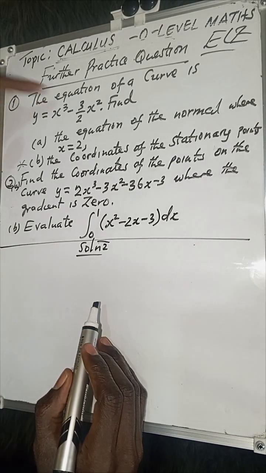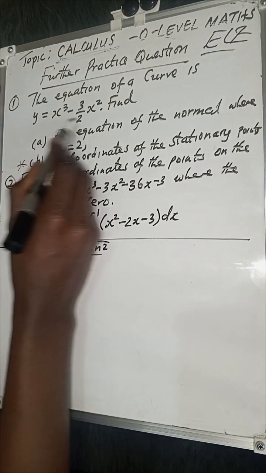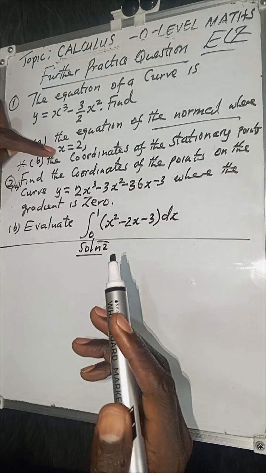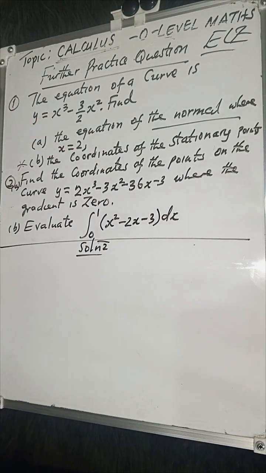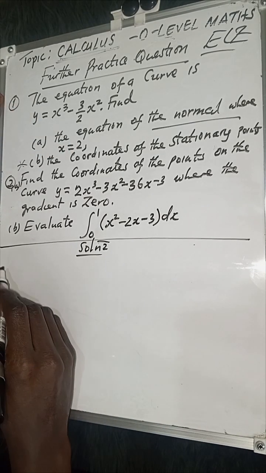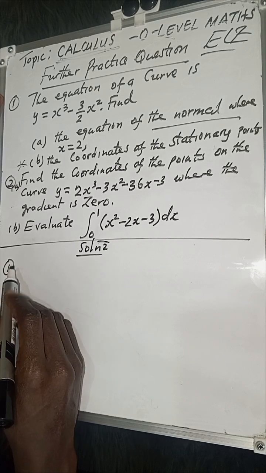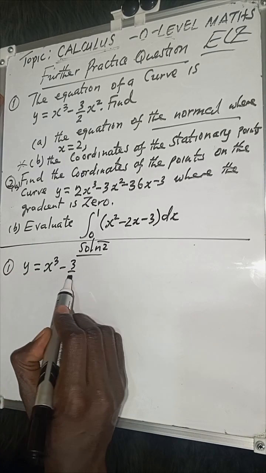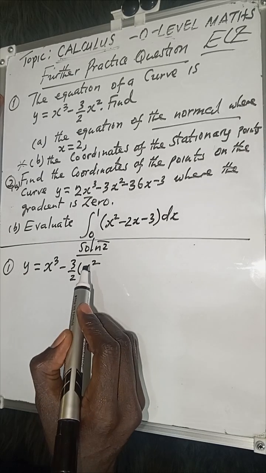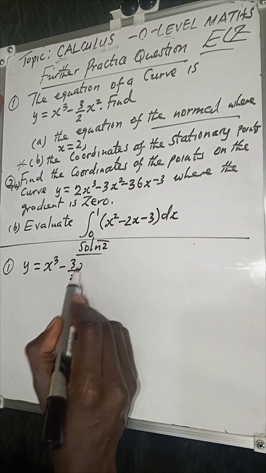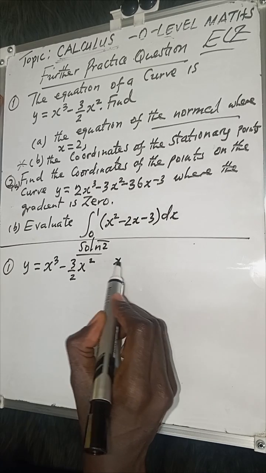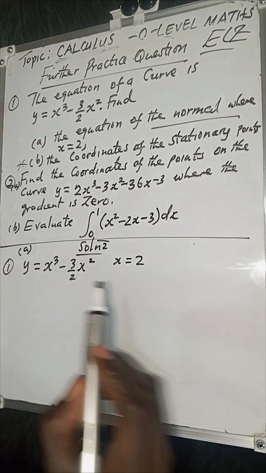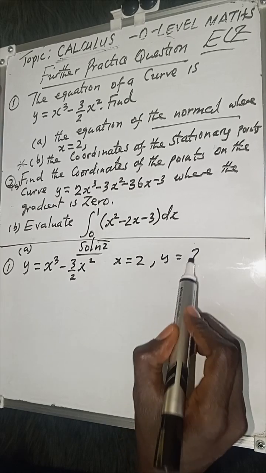So one, it says the equation of a curve is that, find the equation of the normal. So remember finding the equation of the normal where x is what? Where x is 2. So they want us to do that. So number one, A, they've given us y is equal to x to the power 3 minus 3 over 2 x raised to the power 2. But remember they are telling you when x is equal to 2, that's for the A part. So we can know, first of all, what is the value of y.